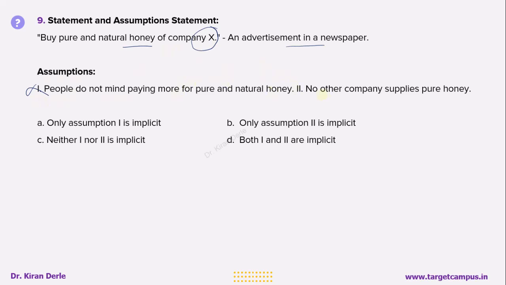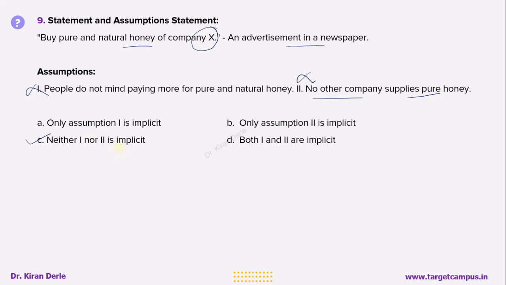Okay, no other company supplies pure honey. Is it an assumption? No, right? It is not given that buy pure and natural honey of only company X. So this must not be an assumption either. So neither the first nor the second assumption is implicit.